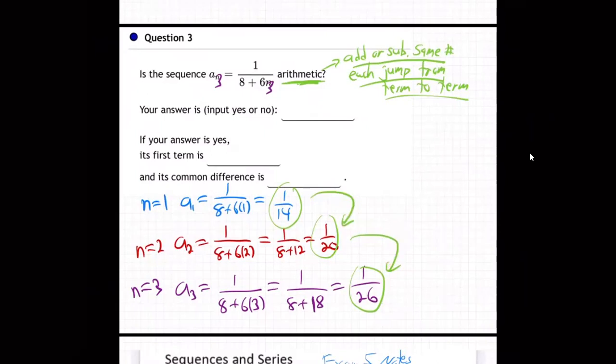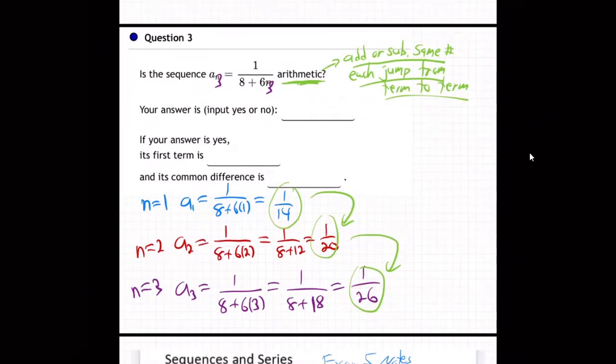Now, the answer is no, but you might look and go, well, yeah, it is 14 to 20, that's 6. And then that's 6. It's just jump by 6. No. Jumping by 6 in the denominator is not the same thing as saying you're adding or subtracting. Yeah, you added. Well, you added to the denominator, right? In other words, how about if I help you this way?